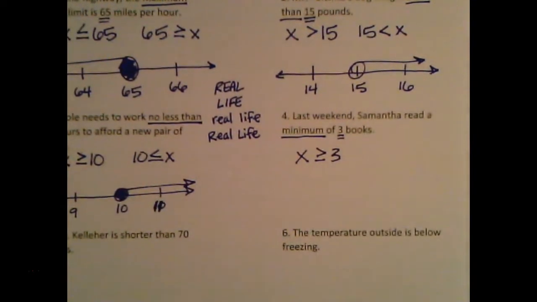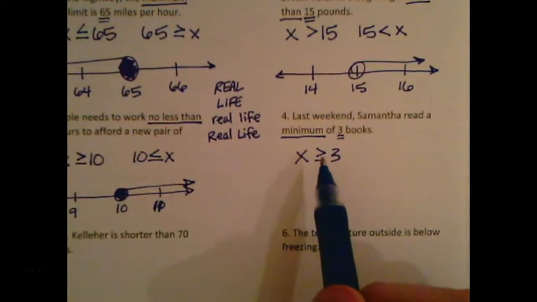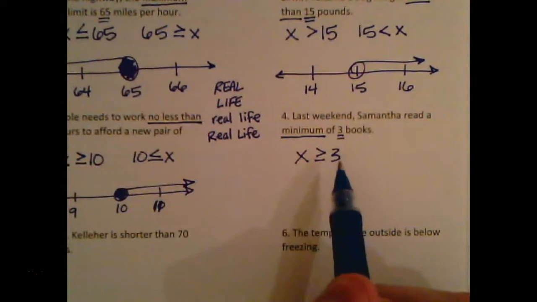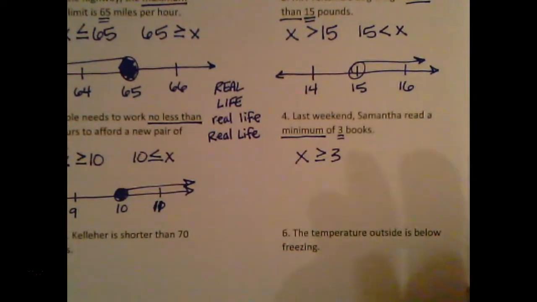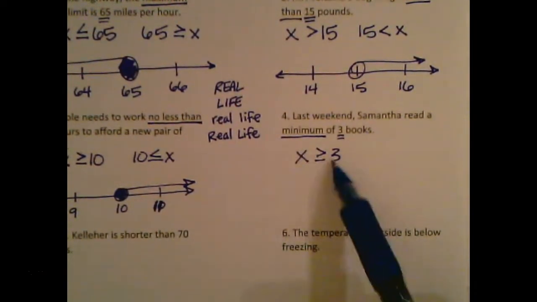So if she's reading a minimum of 3 books, that means that's the least amount she can read. It would be 3. 3 is equal to 3, so that works. But minimum means she could read more, so she could read 4, 5, 6 books. And all of those work because 4, 5, and 6 are all bigger than 3.